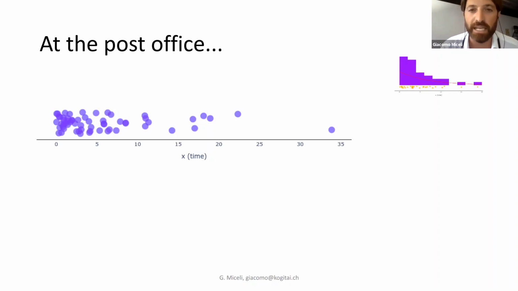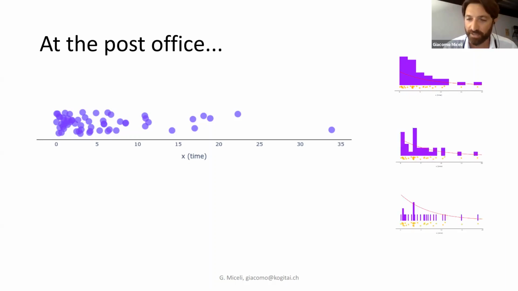But now my question is, how big is your bin? Is it this one, or is it this one? The data didn't change. I just changed the width of the bin. This is a problem, right? But you have also another problem. The other problem is that you need to fit your data with a theoretical curve. Here is the red line.